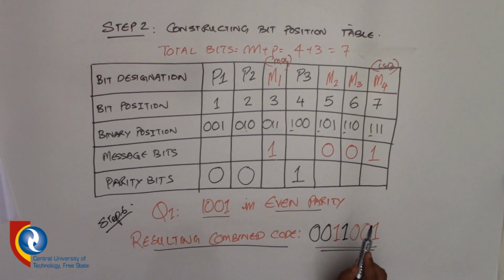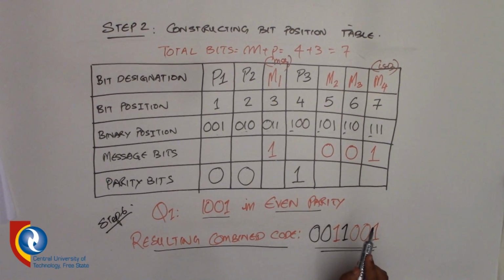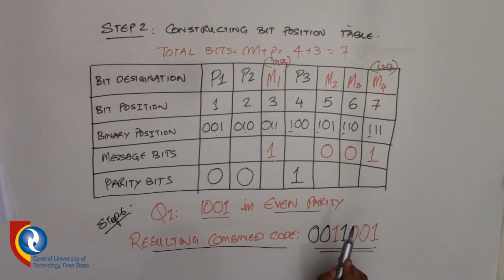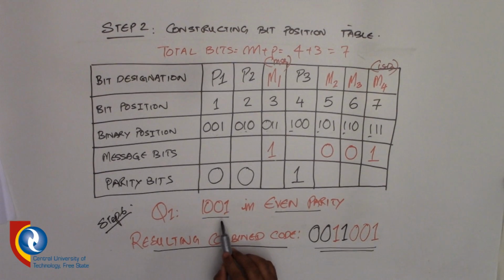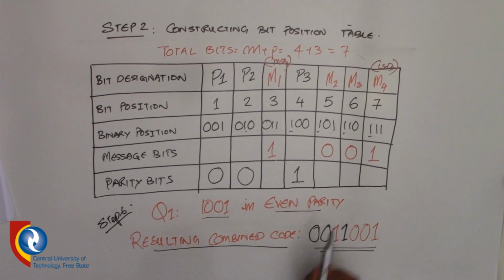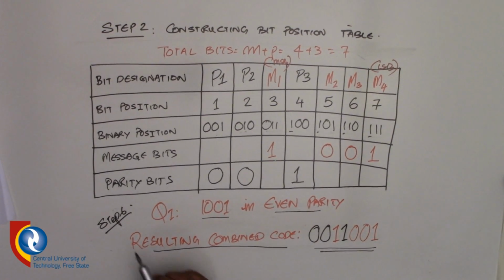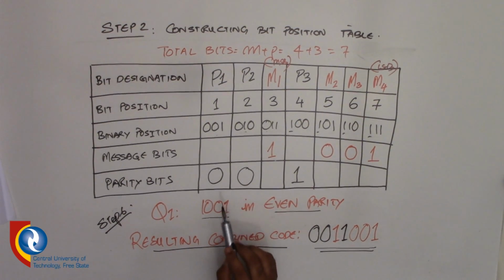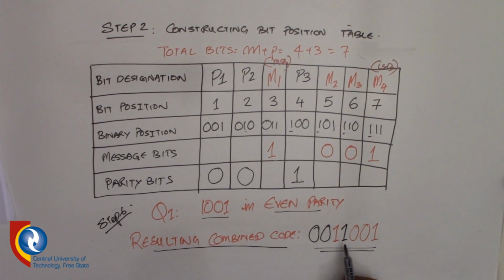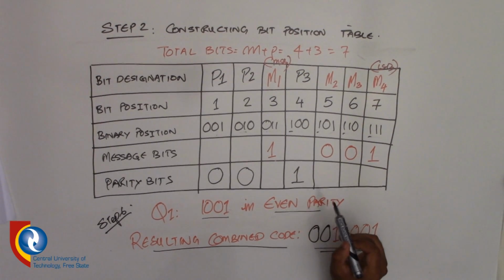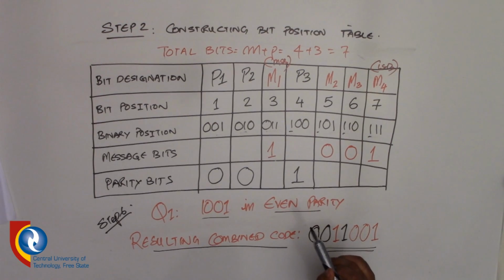So before looking at our final answer, let's look at the question once again. The question asked us to determine the single error correcting code for the BCD number 1001 with even parity. Now, as a last step, we bring down the message and parity bits together to get the resulting combined code, which is 0011001, and this is how we use the Hamming code to determine the single error correcting code.